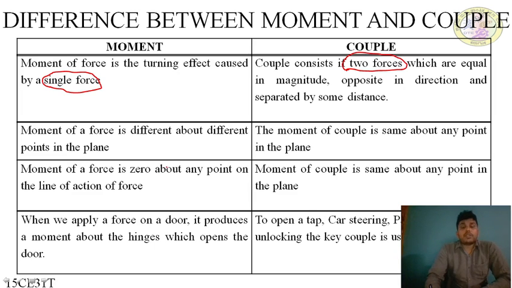When we apply a force on a door, it produces a moment about the hinges which opens the door. Here, opening the door is an example of a moment. For a couple, to open a tap, two forces forming a couple are required. Car steering while driving also requires a couple. Pedaling a cycle generates a couple, and unlocking with a key also uses a couple.